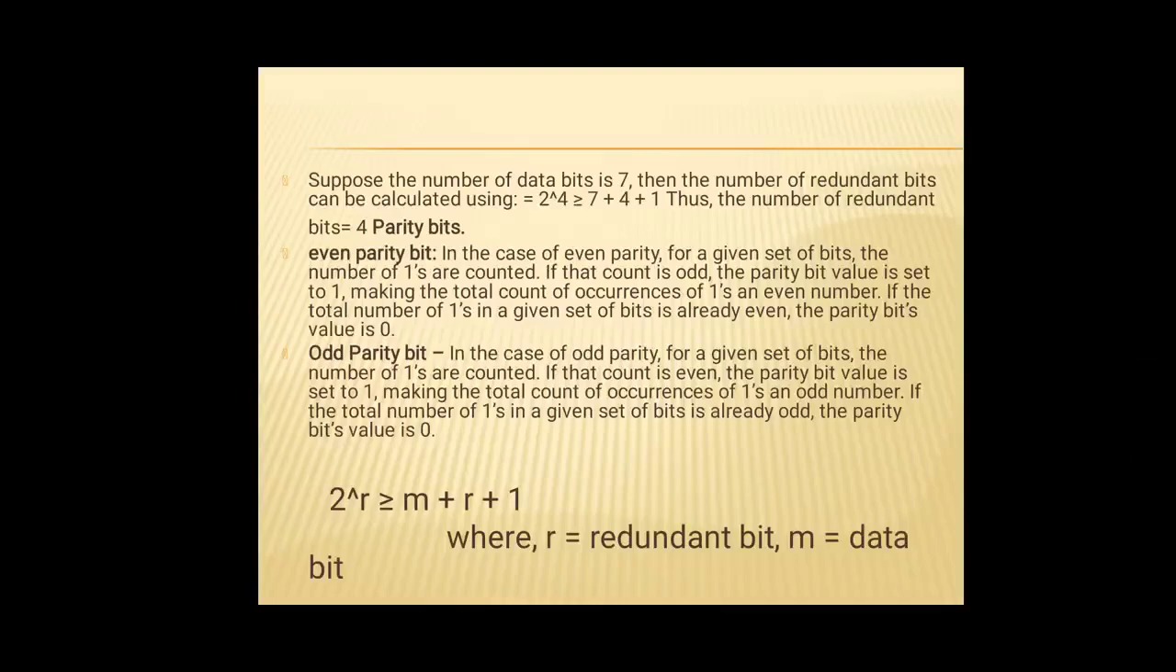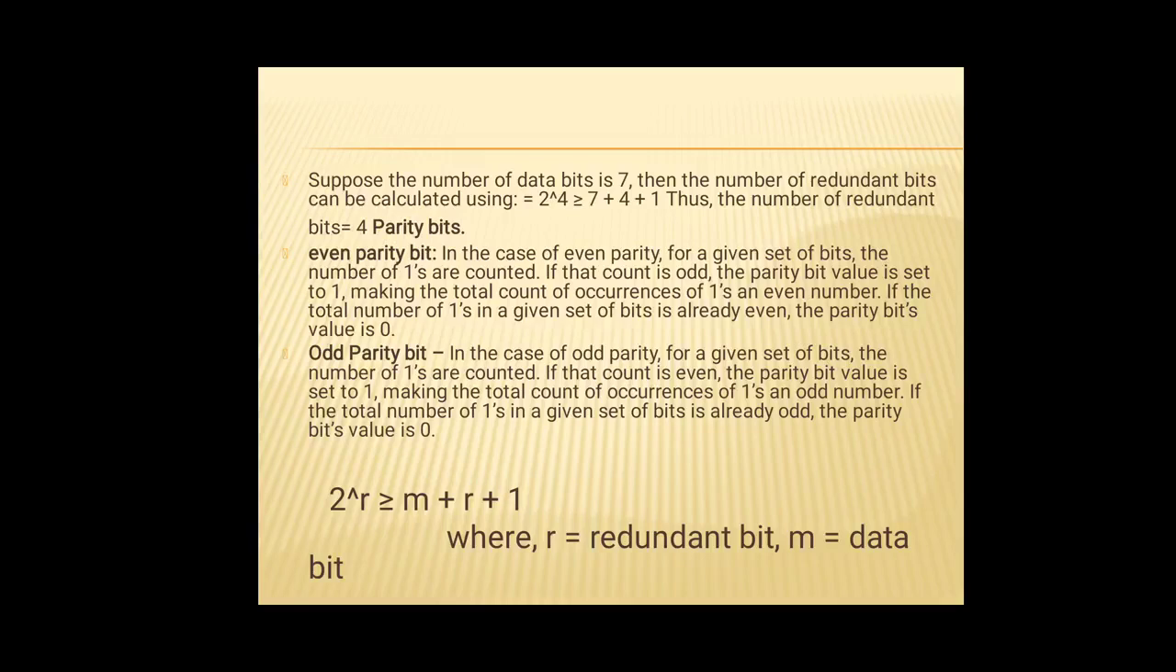Let us take an example. Suppose the number of data bits is 7. Then the number of redundant bits can be calculated by using the given formula. So here the number of redundant bits is equal to 4, which we call parity bits. These 4 bits will be added to the data bits and then transmitted to the receiver side.